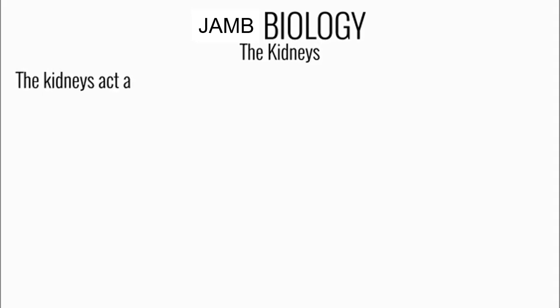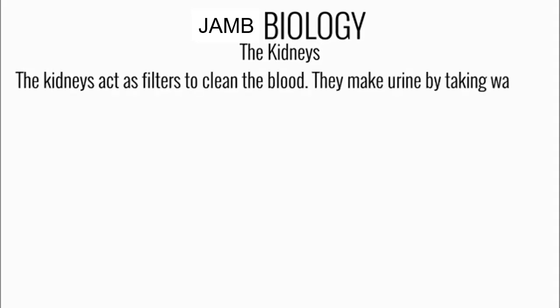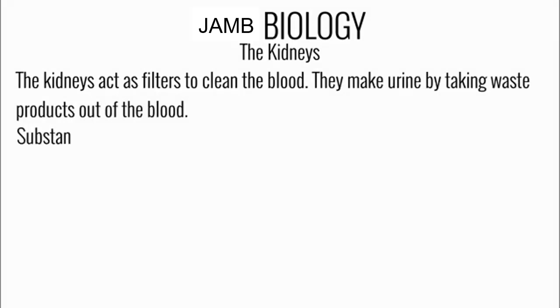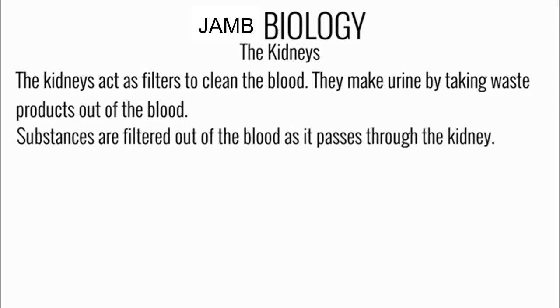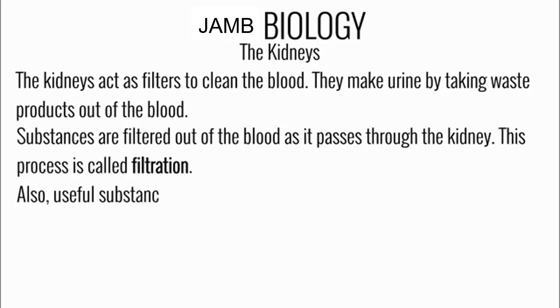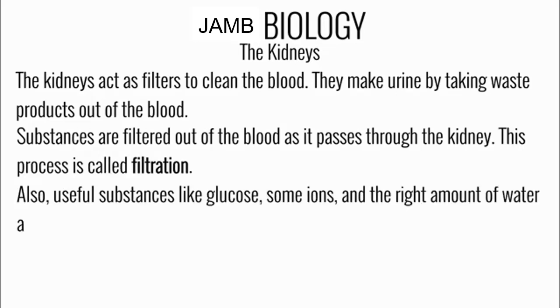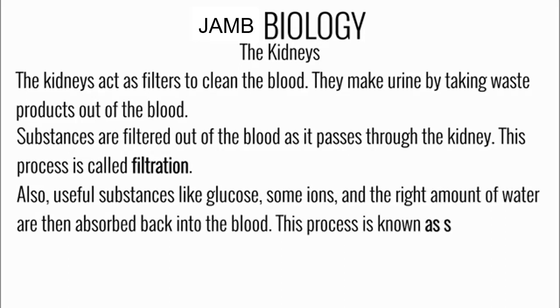The kidneys are very important in the maintenance of homeostasis. They basically act as filters to clean the blood. They make urine by taking waste products out of the blood. Substances are filtered out of the blood as it passes through the kidney. This process is called filtration. Also, useful substances like glucose, some ions, and the right amount of water are then absorbed back into the blood. This process is known as selective reabsorption.